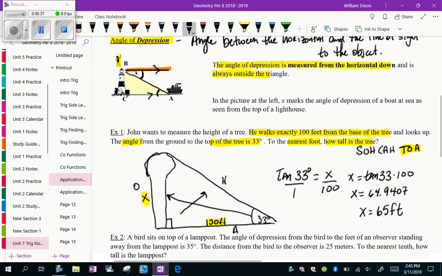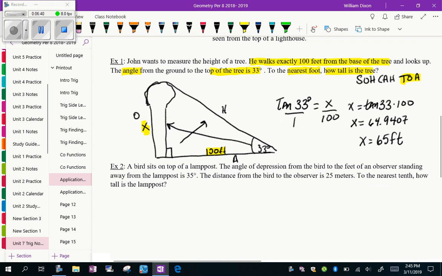All right, example 2. It says a bird sits on top of a lamppost. I'm going to underline that. I think that's important. The angle of depression from the bird to the feet of an observer standing away from the lamppost is 35 degrees. Okay? The distance from the bird to the observer is 25 meters. All right, that also is important. It says find to the nearest tenth how tall the lamppost is.